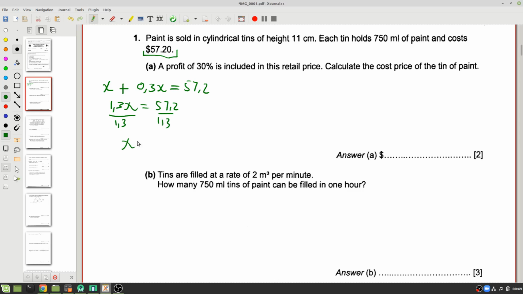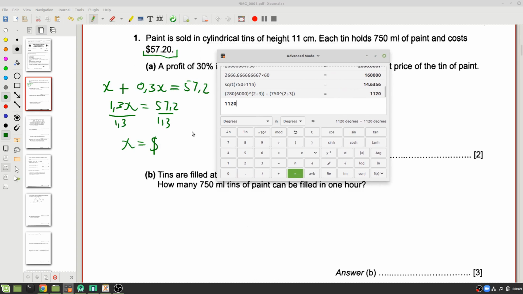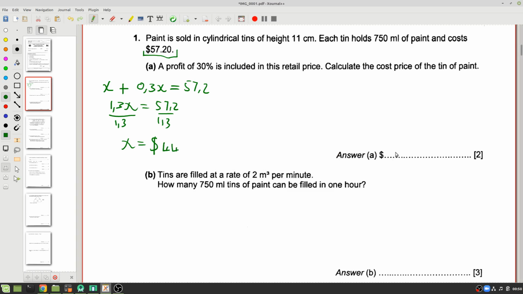Okay, so then we get X equals, and we have to remember to put our units. In this case, they've already given us the units, so that's fine. And in this case, it's actually not Namibian dollars, it's just dollars. Okay, so let's get out the calculator and see what we get here. Let me just clear everything. Okay, so that's all clear. We get 57.2, and we divide that by 1.3, which gives us $44. Okay, so that is our answer here, 44.